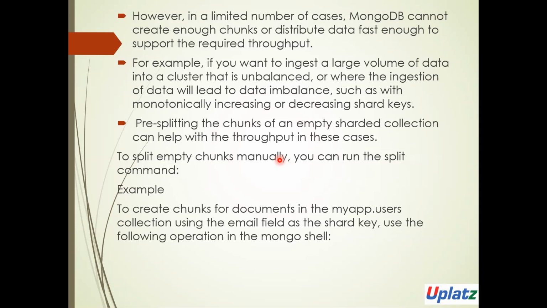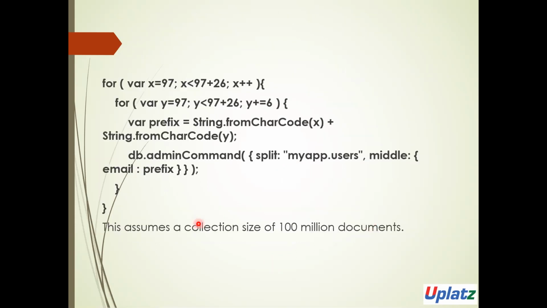How to split the empty chunks manually? We can run the split command. For example, in my Mongo shell, this is my query: I have written two for loops, iterating and storing. In my db.adminCommand, I'm splitting my user collection in the middle with the help of the email prefix. This will assume a size of 100 million documents.